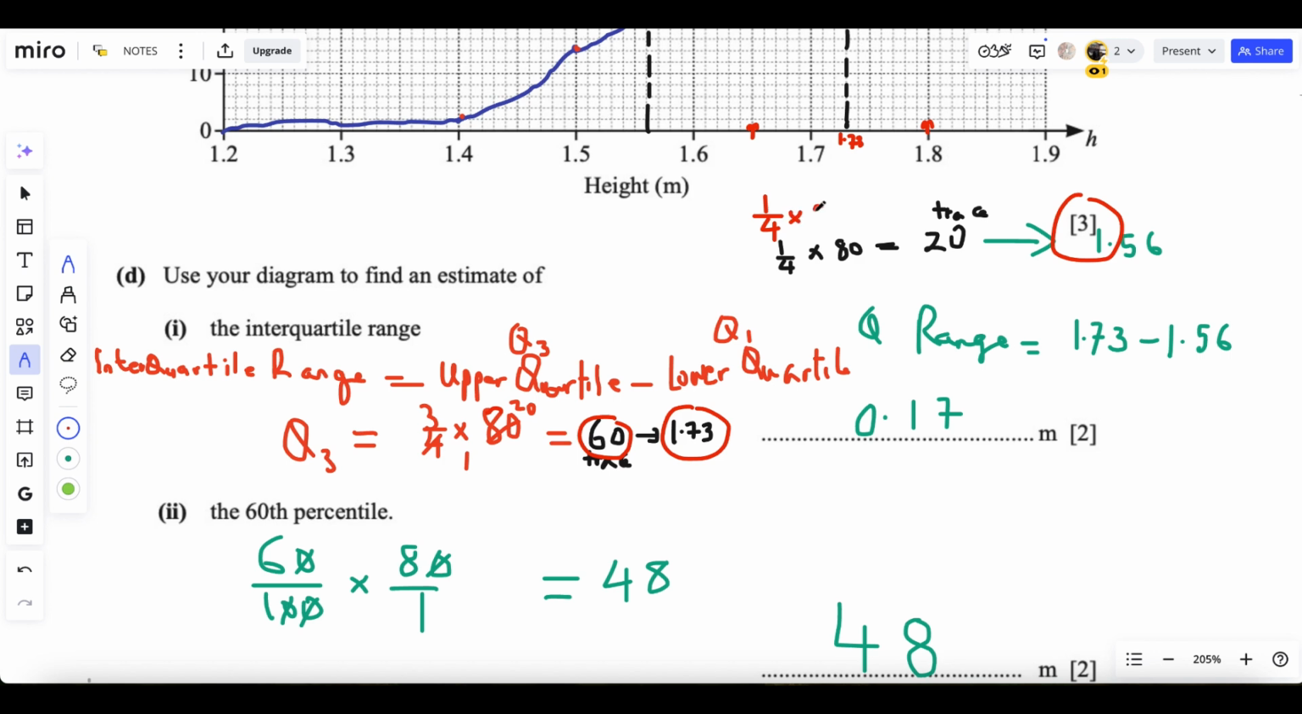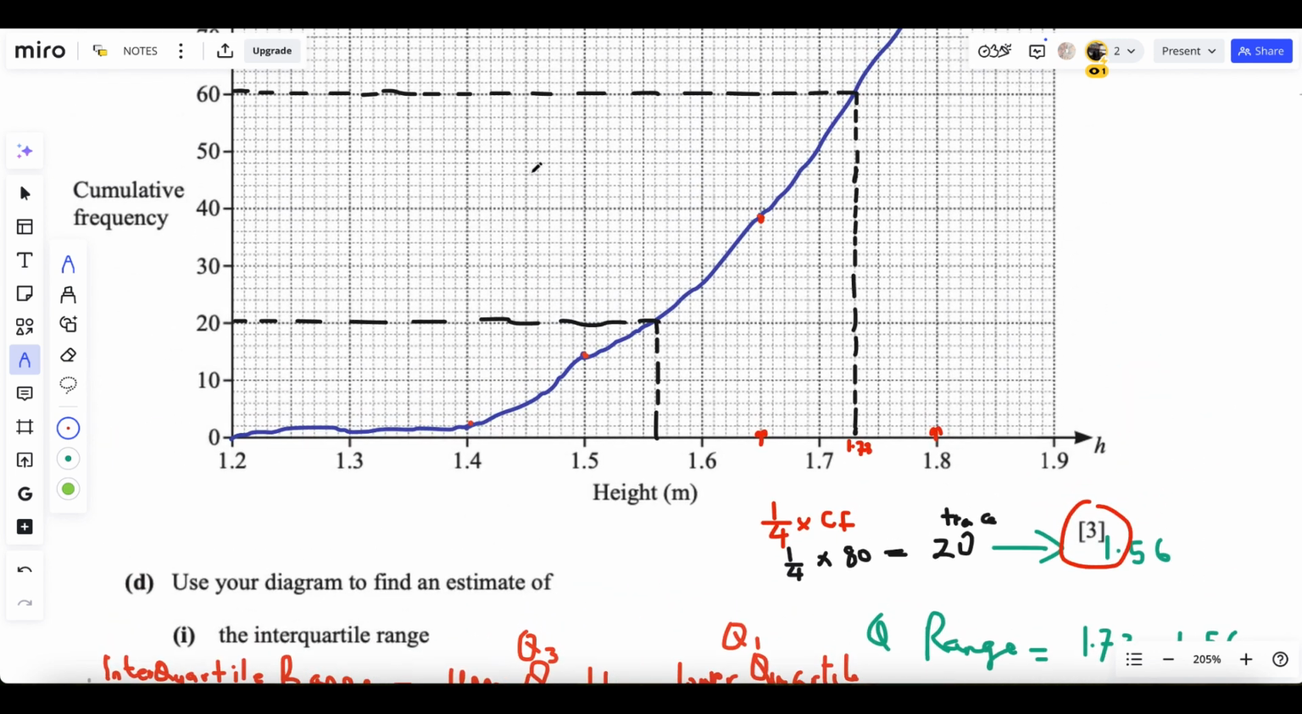So if you do that, for cumulative frequency, you use the total value of the cumulative frequency, which is 80. So 1 over 4 times 80, you get 20. You don't write 20, we're not using 20. 20 is the value on the vertical. You come to 20 on the vertical, trace it to your curve, and trace it down. When you trace it down, you get 1.56.